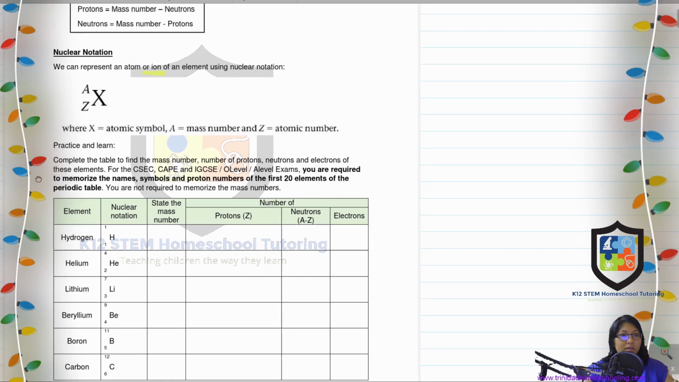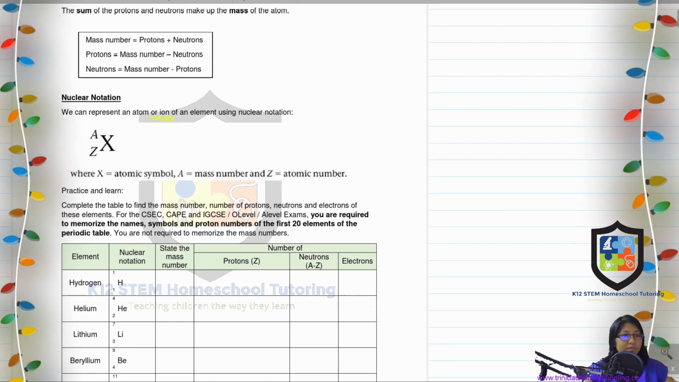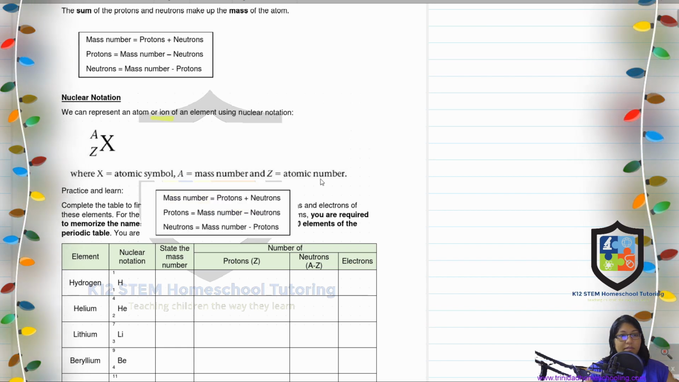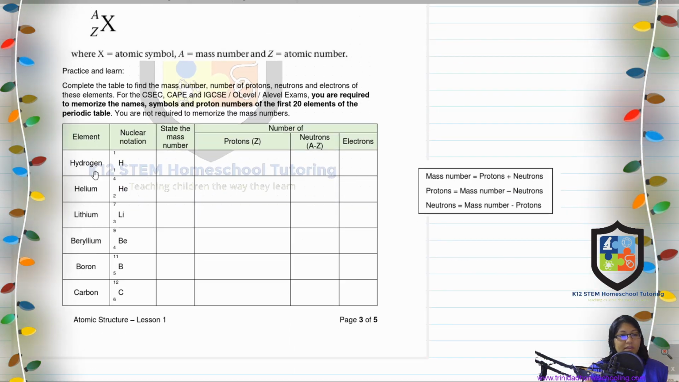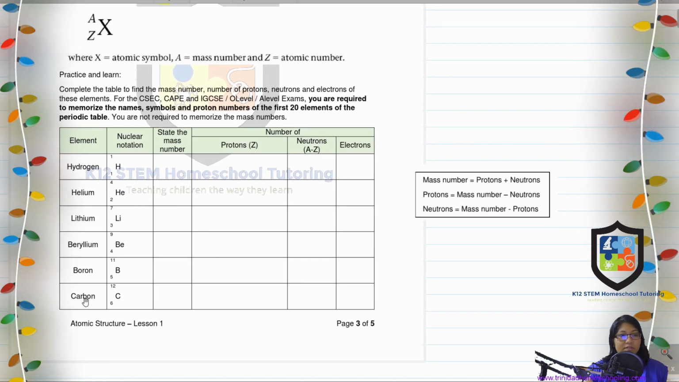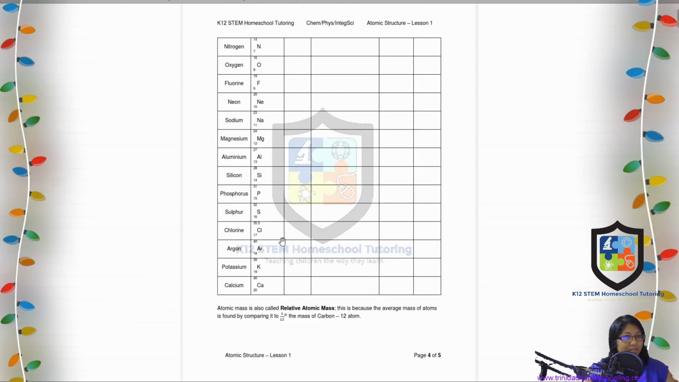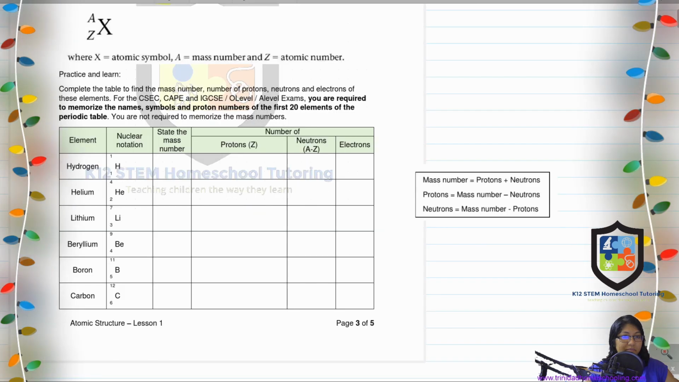Now let's look at how we're calculating these mass numbers. With the formula above, I'm just going to bring this formula to the side here so we can use it. I'm going to do these first few elements on this page, and your assignment is to complete the rest and submit it for me to check.